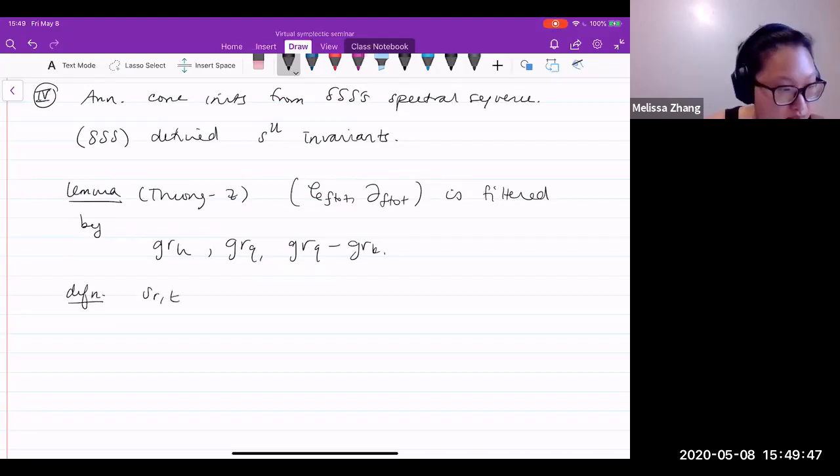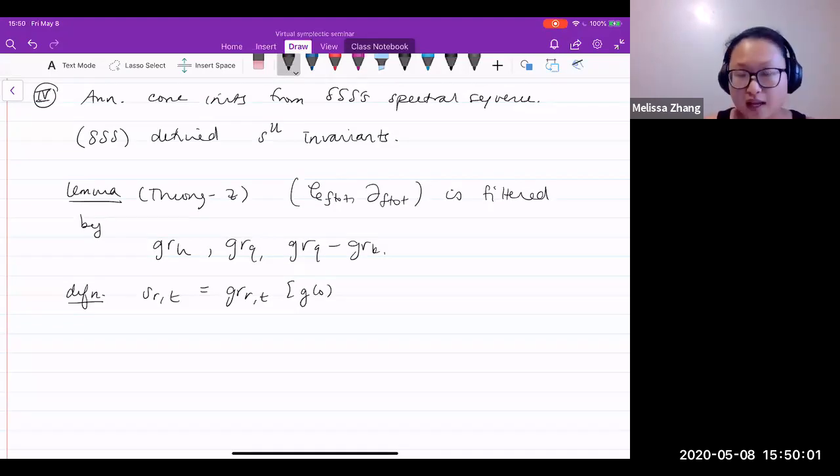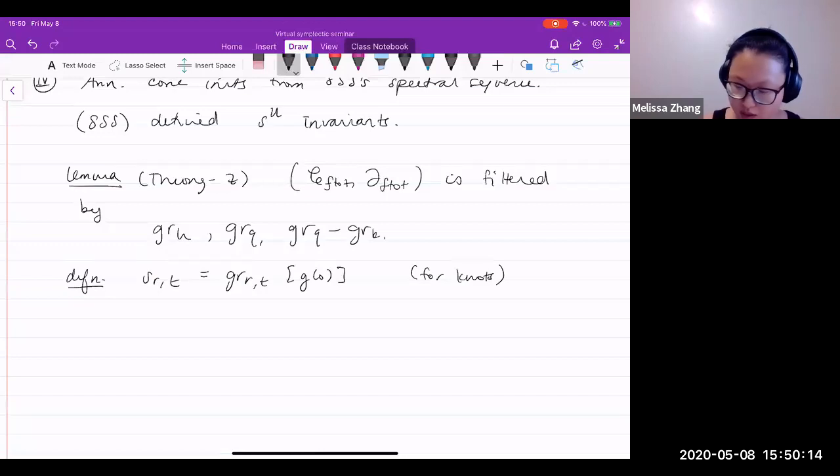S sub RT to be the grading of, and in this case, we also have canonical generators, but we're not in Lie theory, so I'm going to write it slightly differently. Just the generator associated to an orientation. This is for knots. You can, of course, try to define this for a link, but then you have too many canonical generators. You have to specify an orientation if you're talking about a link.